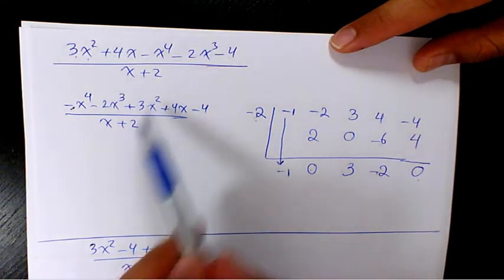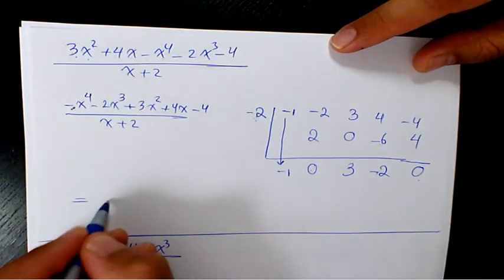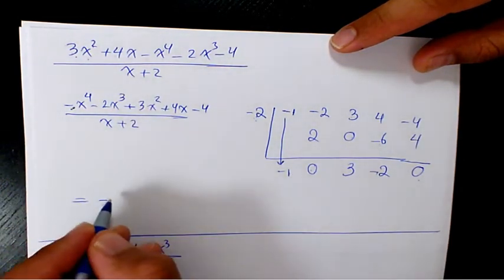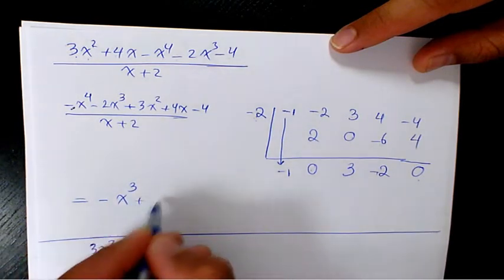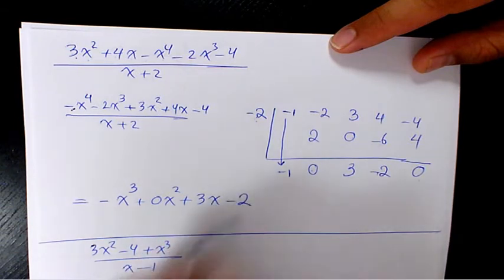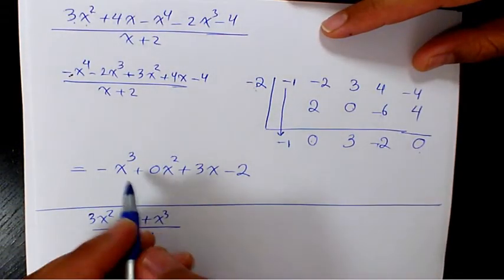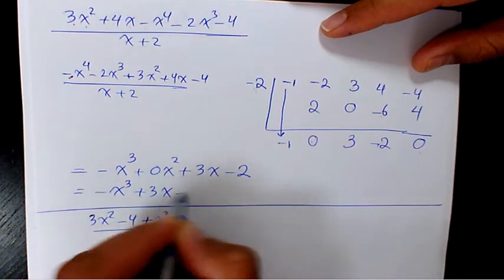It means that it's divisible by this one. So the answer to this division is going to be -1x to the power of 3 plus 0x squared plus 3x minus 2. Or since this one is 0, we're going to say -x cubed plus 3x minus 2.